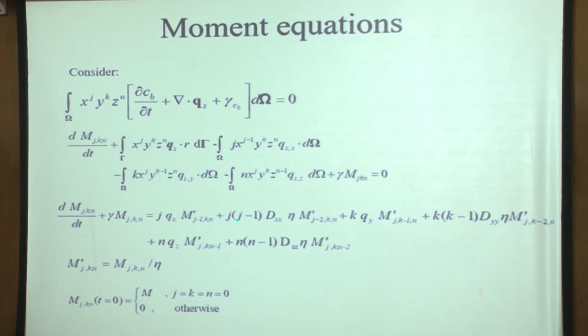For the dispersion term, I'll have j minus 1 because of the two derivatives. For the dispersion term, I'll have the porosity, and now I have m prime because it's a resident concentration, but the moment order is j minus 2 in the x direction. Similarly, for the y direction, I'll have k with the advection term, k times k minus 1. This moment will be of a lesser order in k by 1, over here lesser order in k by 2, and essentially the same thing in the z direction.